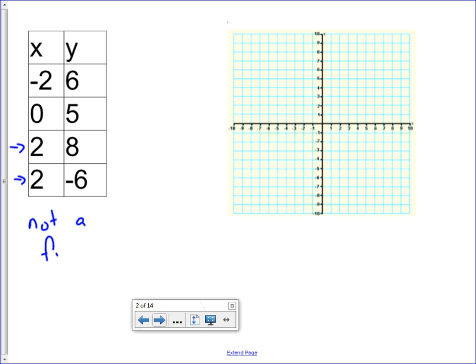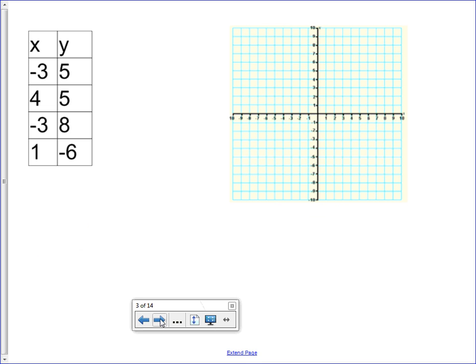The thing we want to look at today is what does that show up as on a graph. So if I were to graph these points, I'd have a -2, 6. I'd have a 0, 5. I'd have a 2, 8. And I'd have a 2, -6.